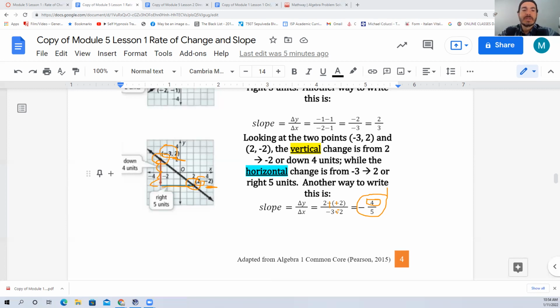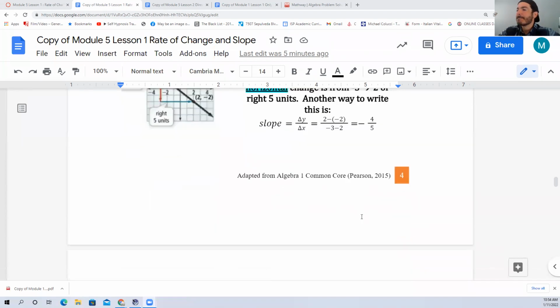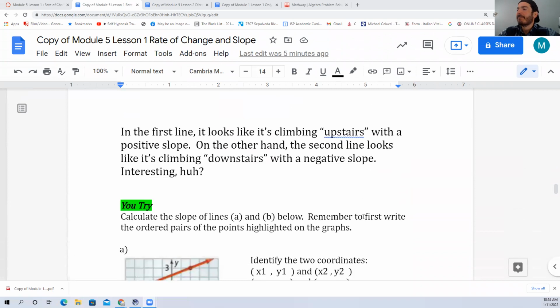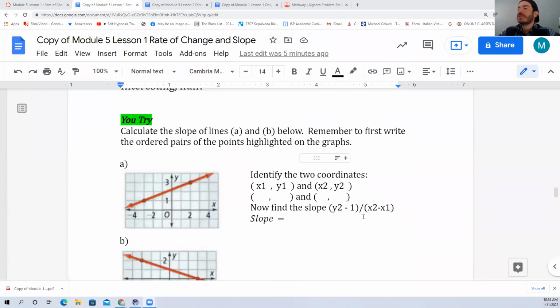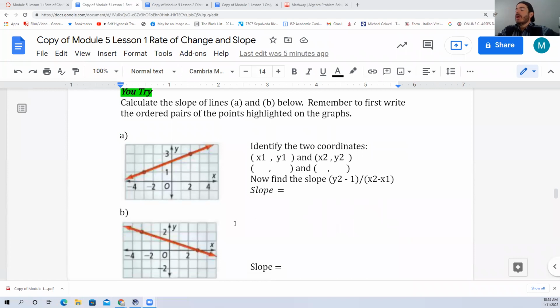Okay, let's clear that. Let's see what else I got. You try. All right, we'll do these together. So they changed this up a little bit. This should have a y. I don't know why it doesn't.